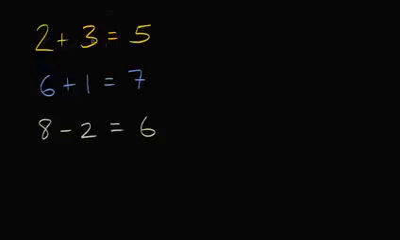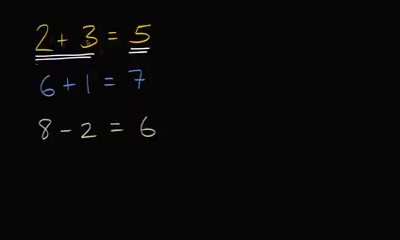Figure out what 2 plus 3 is. 2 plus 3, well, the answer is 5. 6 plus 1, the answer is 7. 8 minus 2, the answer is 6. That's not quite right. What the equal sign is saying is that what's on the left side is the same amount, the same quantity as what is on the right-hand side.